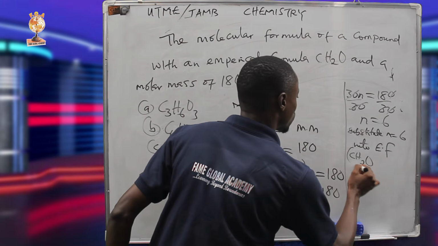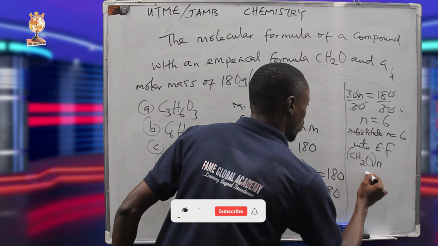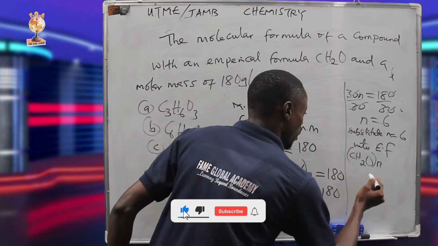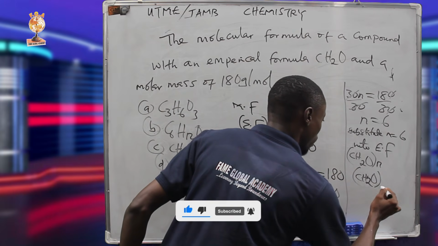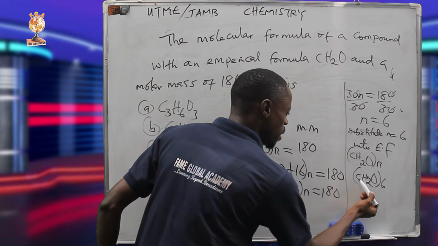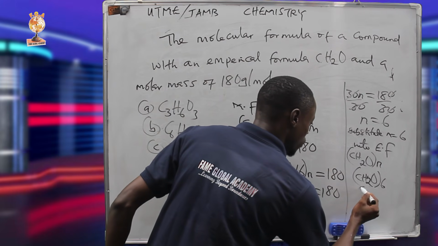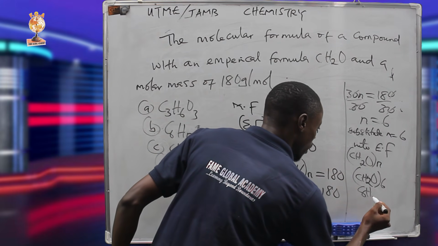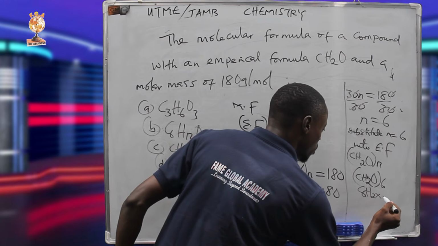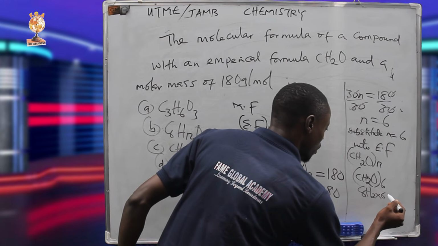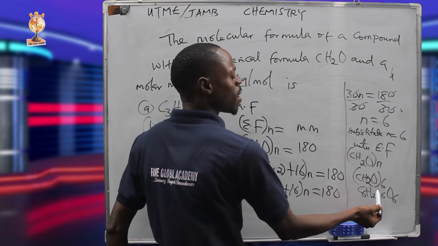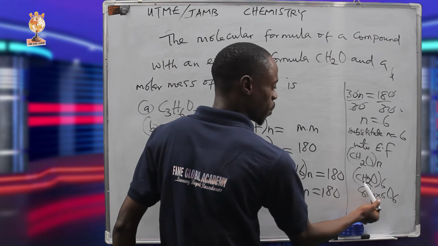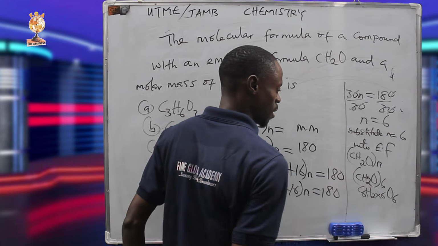We now say CH2ON, where N is 6, so we have CH2O. Then C multiplied by 6 gives you C6. H2 multiplied by 6 gives you what? 6. Then O multiplied by 6 gives you 6. Whatever value you have outside the bracket multiplies everything you have in the bracket.